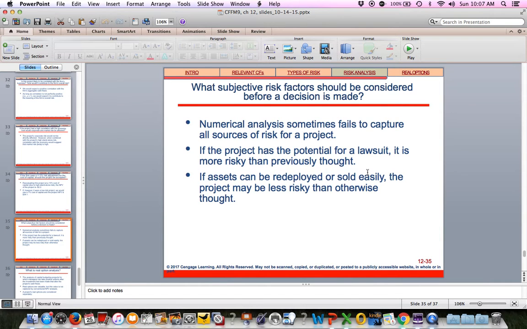What subjective risk factors should be considered before a decision is made? Numerical analysis sometimes fails to capture all sources of risk for a project. So there's a risk that if you get too focused in the numbers, you'll make the wrong decision. If the project has the potential for a lawsuit, it's more risky than previously thought. If assets can be redeployed or sold easily, the project may be less risky than otherwise thought.